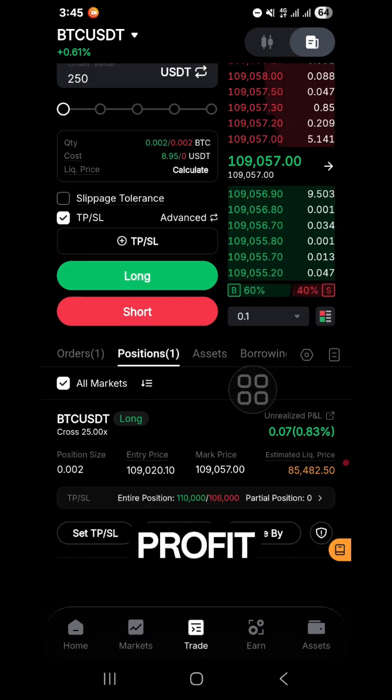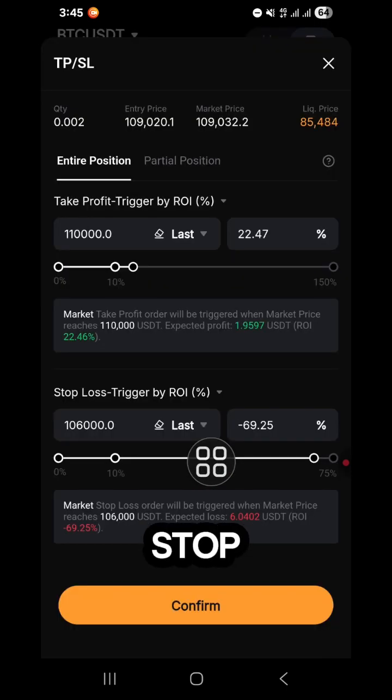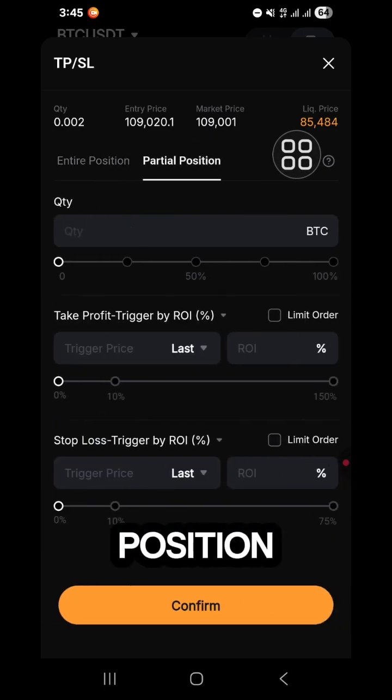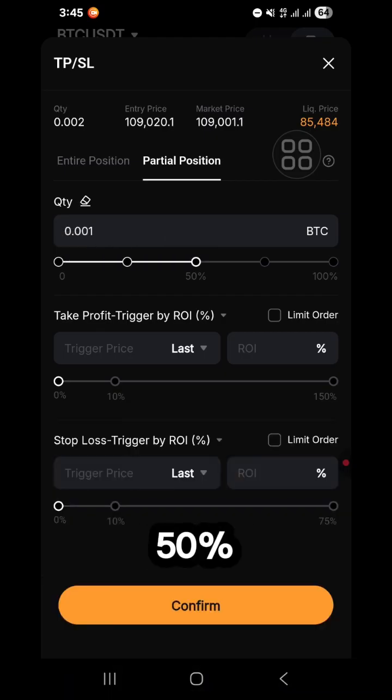When you set multiple take profit, what you need to do is click on this place that says Set TP or stop loss. Here you can simply make adjustments to your take profit or your stop loss. For example, if I want to take profit, you can see right in this place the partial position. I click on it, and here you can select your partial take profit or stop loss if you want.